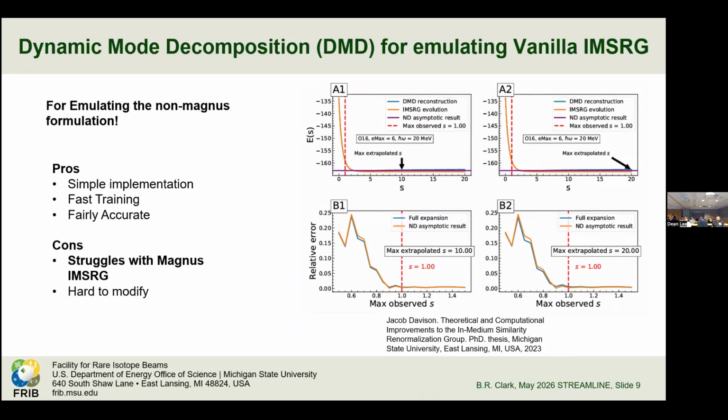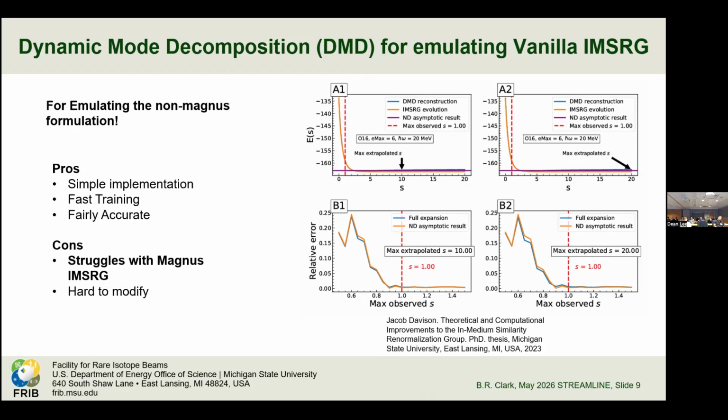Before, people have tried to emulate the direct flow version of IMSRG. A grad student that was here at MSU before me, his name is Jacob Davison, wrote his thesis largely on this, and he was using dynamic mode decomposition to emulate the direct flow of IMSRG. And as you can see, this is a graph with your energy as a function of your flow parameter s. What you can see here is even if you just get very early training data, like the first 5–10% of the flow, you can predict the energy as a function of s pretty well.